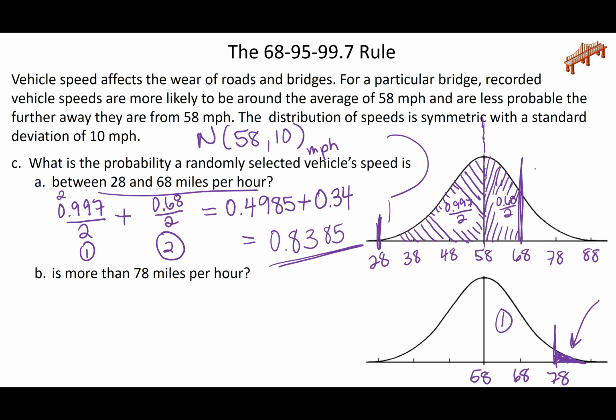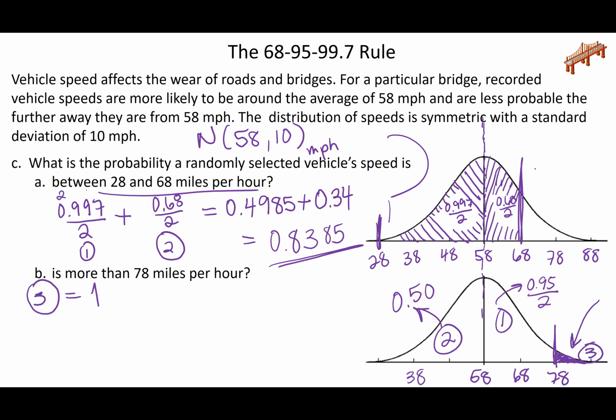So I'm going to count the area here first. Once again, I went from 38 to 78. That's 2 standard deviations in either direction. This would be my middle 95%. However, if I cut it down the middle and I only take this half, that's going to be 0.95 divided by 2. Now this wedge, it's a full half, so that's just 0.5.